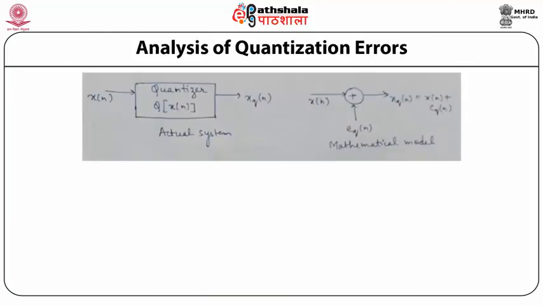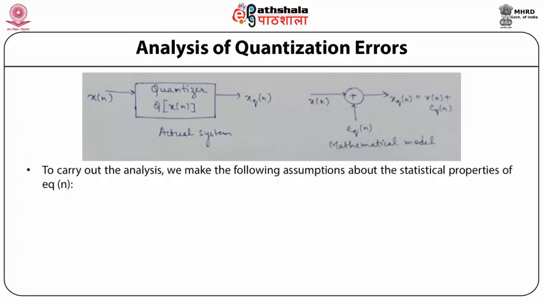Analysis of quantization error. So now students, the quantizer system, the block diagram, is represented by this. If the input is x(n), we get the output as xq(n). Mathematically, we can represent it like this: x(n) as the input, a summation, and eq(n) is the error, which gives us the output as xq(n) equal to x(n) plus eq(n).